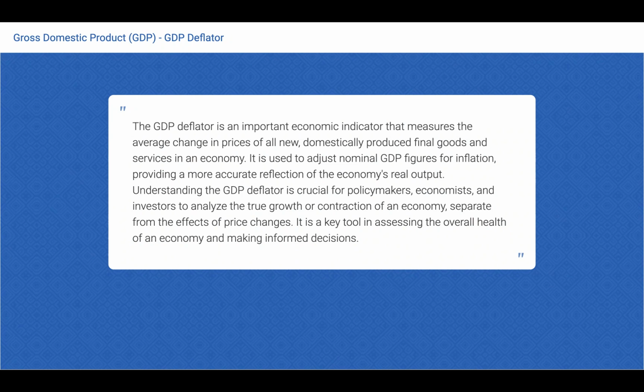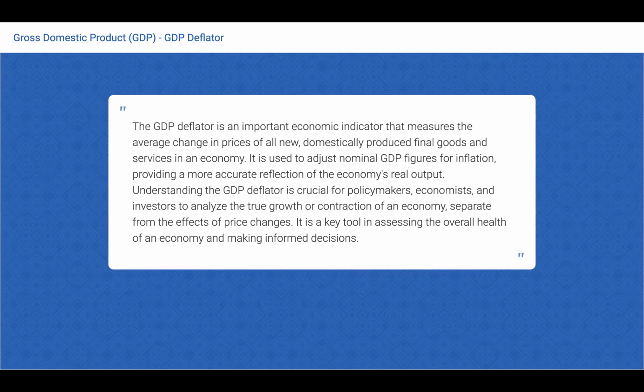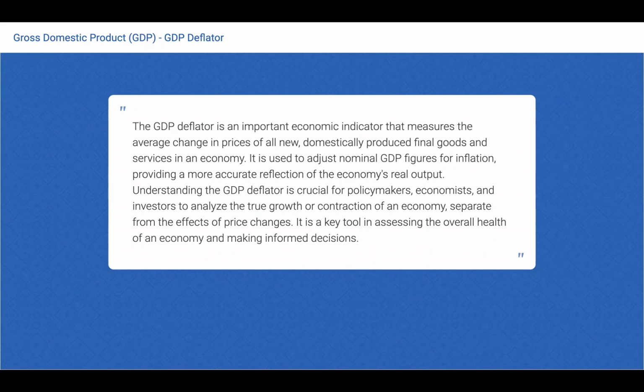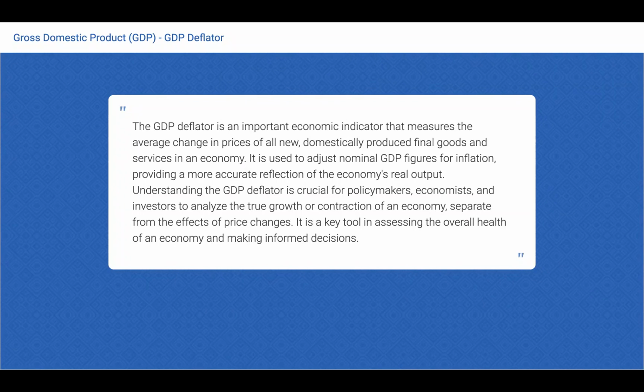The DIPT deflator is an important economic indicator that measures the average change in prices of all new domestically produced final goods and services in an economy. It is used to adjust nominal DIPT figures for inflation, providing a more accurate reflection of the economy's real output. Understanding the DIPT deflator is crucial for policymakers, economists, and investors to analyze the true growth or contraction of an economy. Separate from the effects of price changes, it is a key tool in assessing the overall health of an economy and making informed decisions.